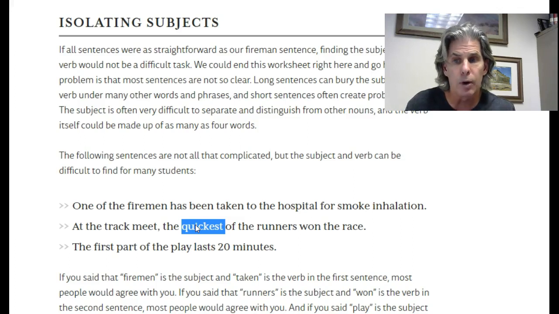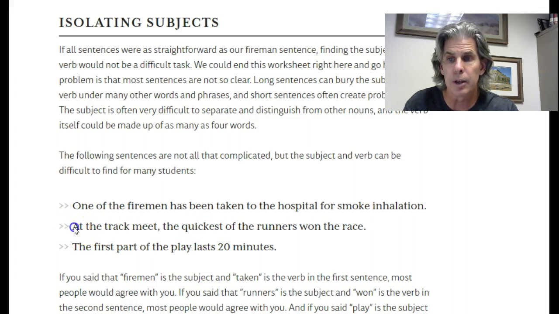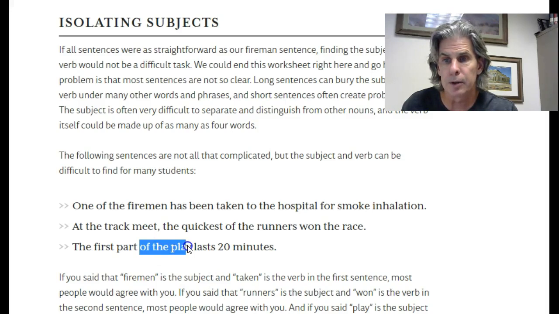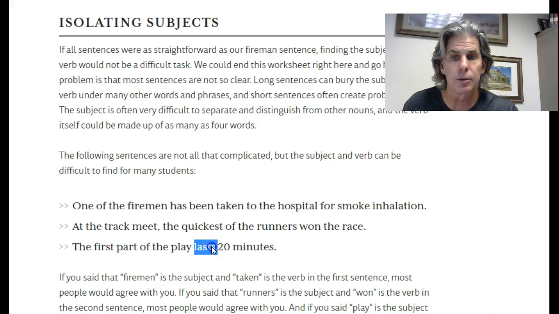So if you're going to understand, do I have an independent clause here? You must first get the prepositional phrases out of the way, and then the subject and verb will float to the top. It won't guarantee that it'll always make it easy. It will often make it easier. In complicated, sophisticated sentences like this one, at the track meet, take that out. Of the runners, take that out. Well, the quickest won the race. It's easy to find the subject and verb now. Okay. Of the play is a prepositional phrase. The first part lasts 20 minutes. Part is the subject. Last is the verb.